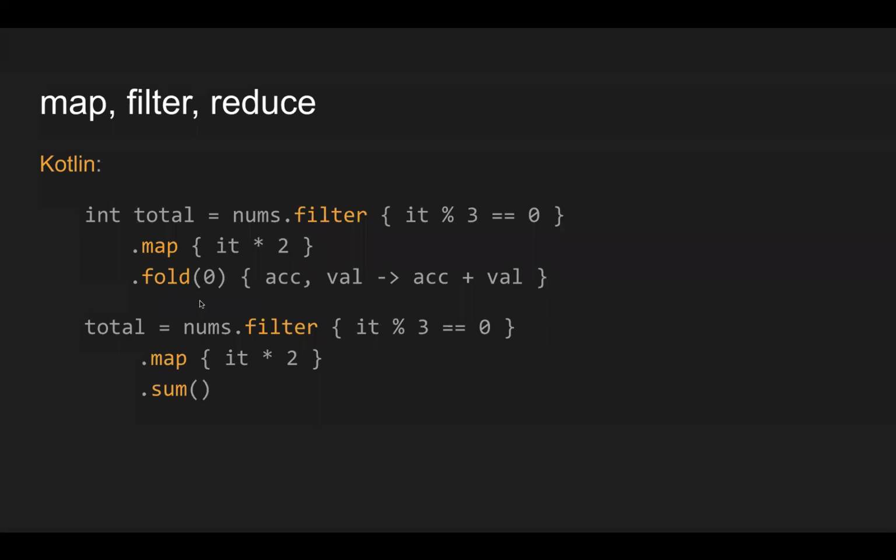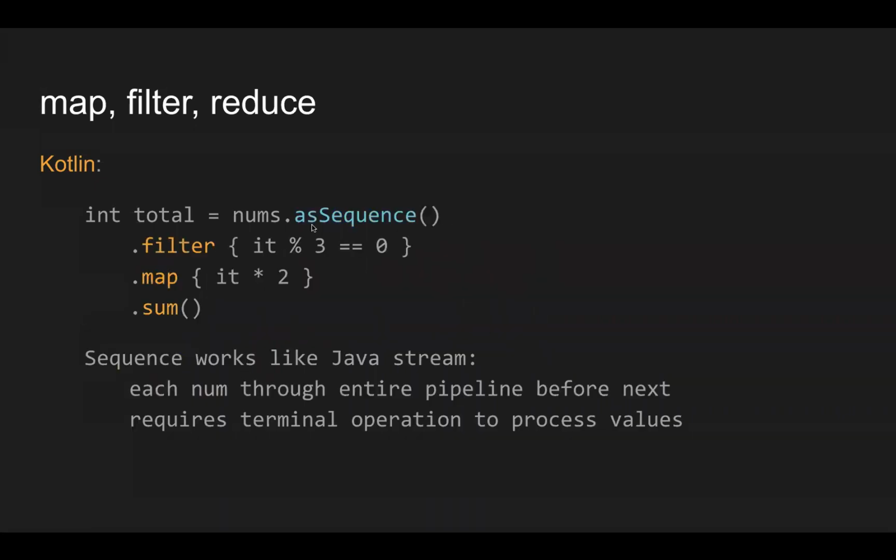And notice these are all being applied on the collection itself. So these are those eager ones. If it's a one argument closure or one argument lambda, and you don't specify the argument name, it defaults to the word it, and that's exactly what they do in Groovy. Here's what it would look like with a sequence. You just throw an asSequence on it, and now it behaves exactly like a Java stream, all right?